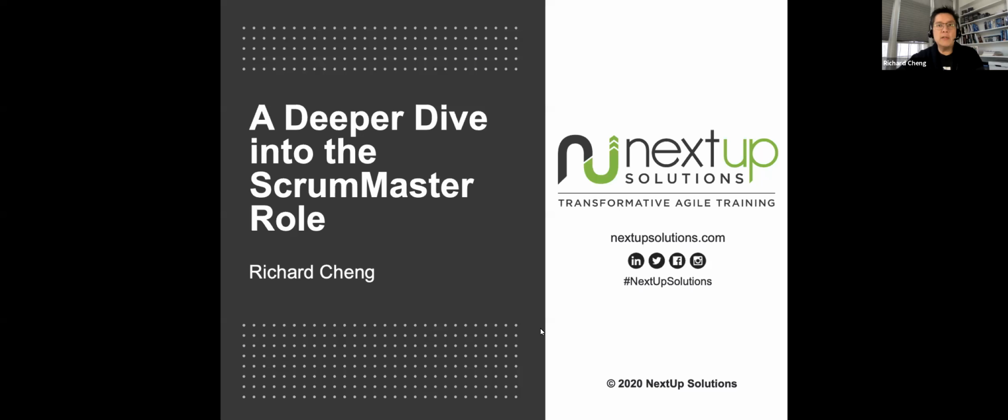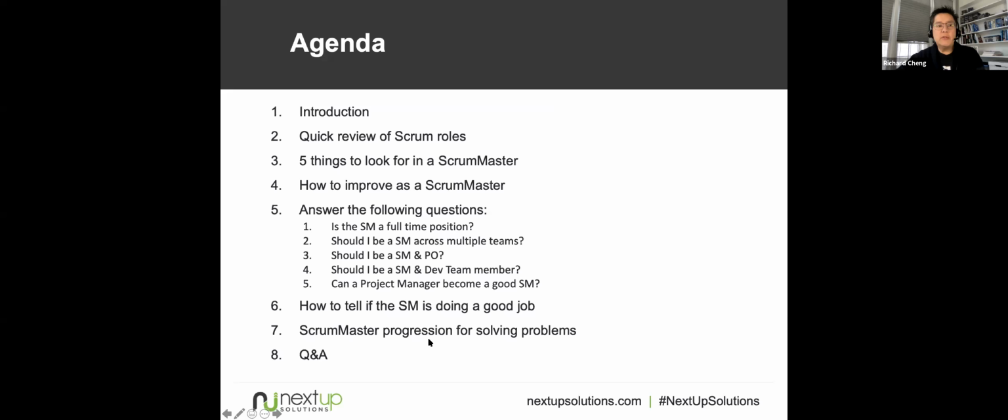To walk you through what we're going to talk about in this session, I'm going to start with some introductions. We'll do a quick review of the Scrum Master role, 5 things to look for in a Scrum Master, how to improve as a Scrum Master. We'll answer a series of questions, and I can tell you how to tell if your Scrum Master is doing a good job, and then the Scrum Master progression for solving problems. We'll do some Q&A at the end as well.